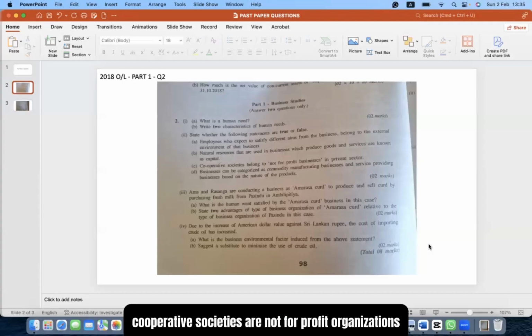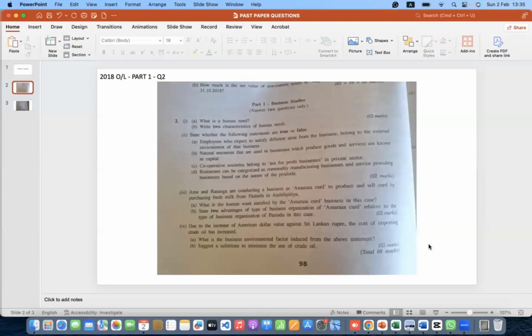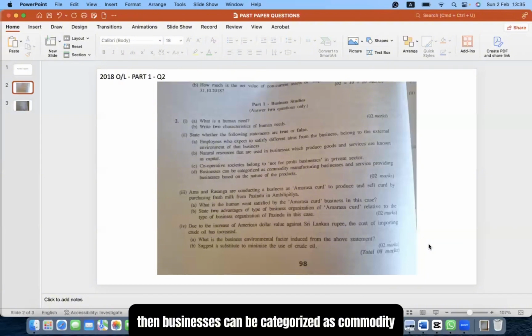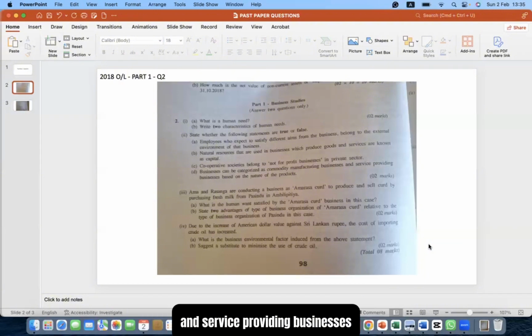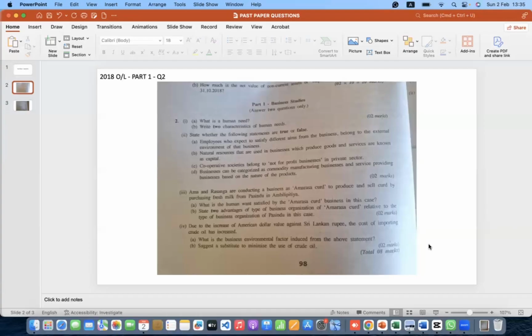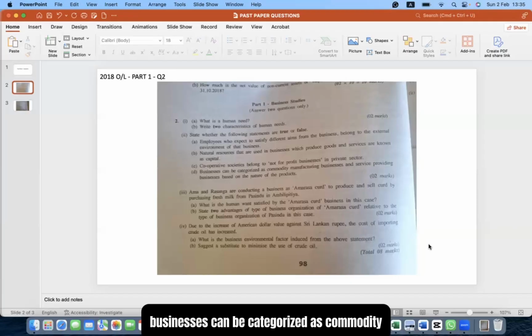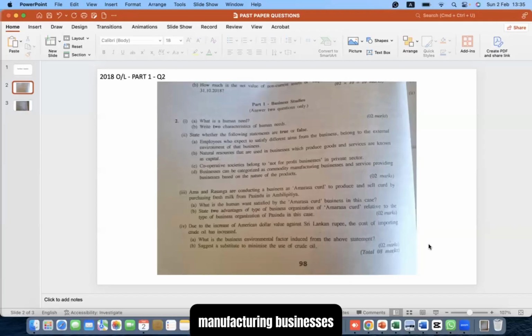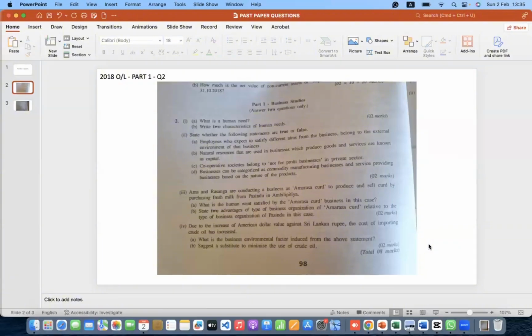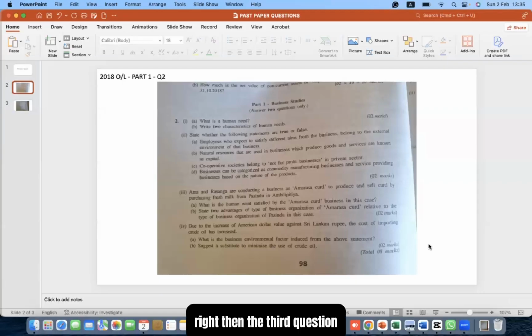Then, cooperative societies belong to not-for-profit businesses in the private sector. Cooperative societies are not-for-profit organizations, so that is correct. Then, businesses can be categorized as commodity manufacturing businesses and service providing businesses based on the nature of the products. That answer is also correct. So if you mark these four correctly, you get 2 marks, and for each one you mark correctly, it's 0.5.